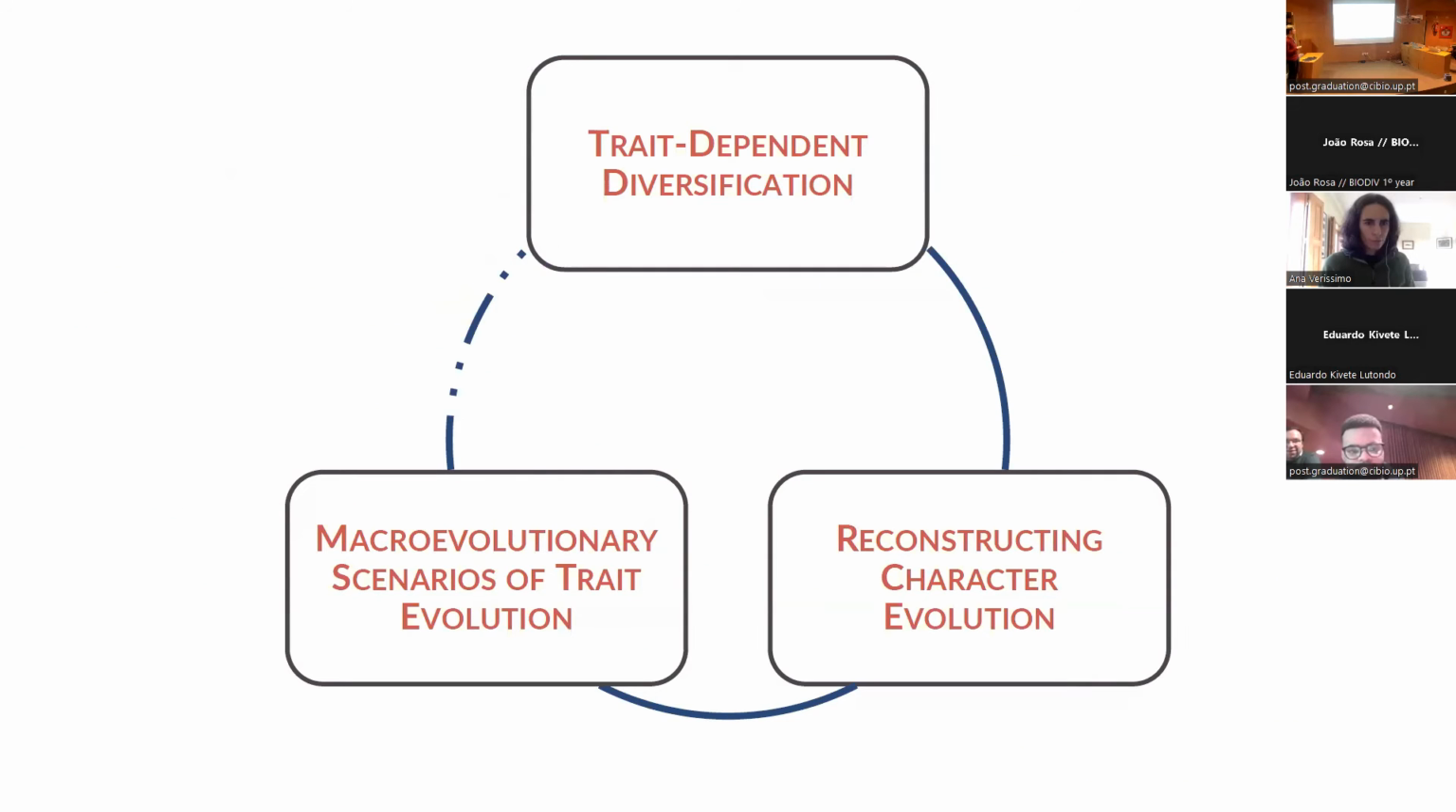Now I will focus more on three types of studies that myself and colleagues have conducted under this scope of taxonomic diversity, which can be grouped in three types: trait-dependent diversification, reconstructing character evolution, or the macroevolutionary scenarios of trait evolution.